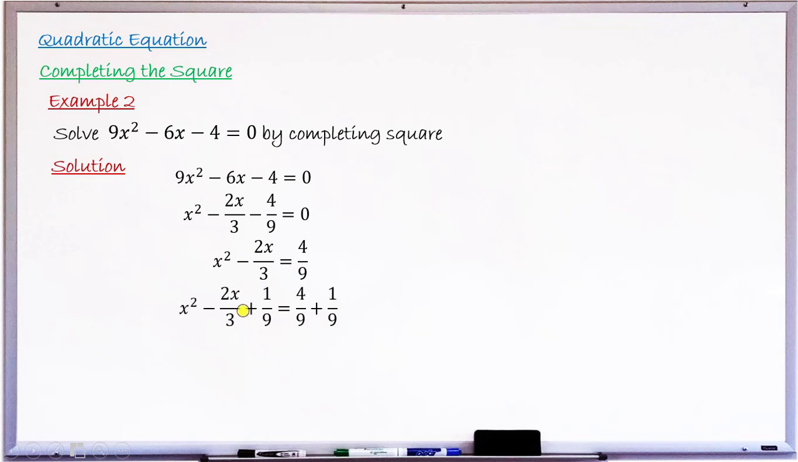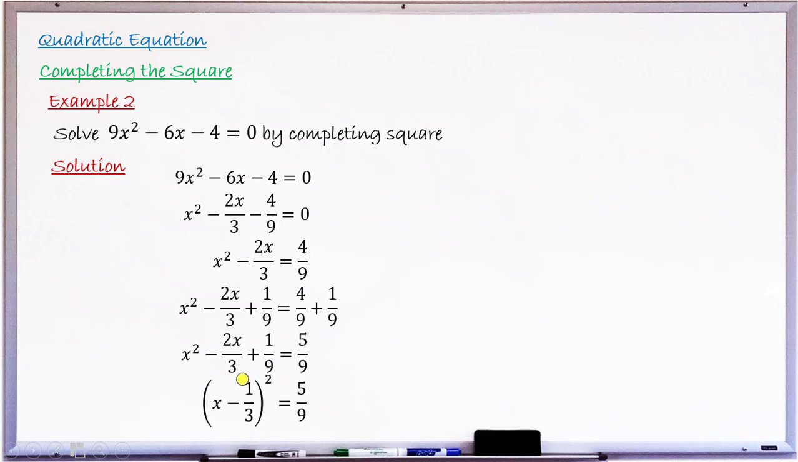Let me do that. So I'm going to have x squared minus 2x all over 3 plus 1 over 9. That is the square of half the coefficient, equals 4 over 9, which I just copied, plus 1 over 9, the 1 over 9 that I have added here for this equation to remain balanced. So this left-hand side is now a perfect square trinomial. If it is a perfect square, then I can now factorize it. So let me just write the factorization of this one now.